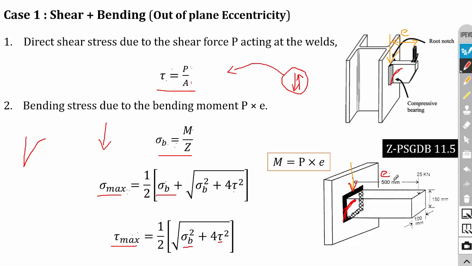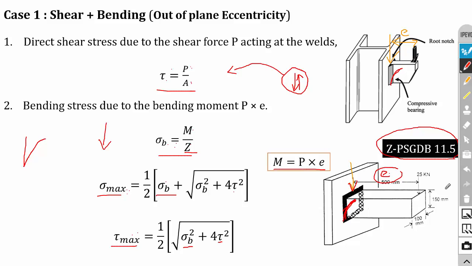Here it is like a cantilever beam, and for a cantilever beam, the bending moment M is equal to load into eccentricity, that is, load into perpendicular distance. Here the perpendicular distance is the eccentricity, so it is P into E. Z is the section modulus of the welded region. The Z equation is there in the data book, page number 11.5.